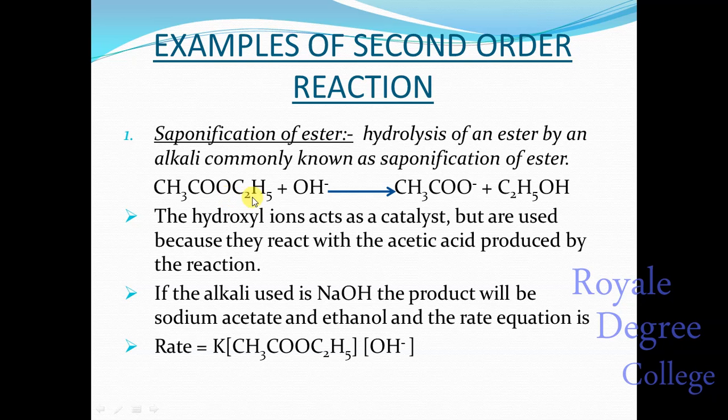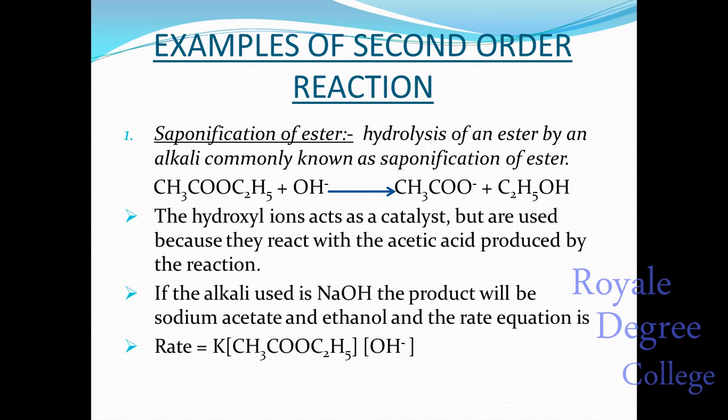In that, a hydrolysis reaction will take place in the presence of alkali. OH minus is the alkali. So what will happen here? The C2H5 comes out, reacting with OH minus, giving ethyl alcohol, and acetate ion CH3COO minus will remain. The hydroxide ion is used up because it reacts with the acetic acid produced by the reaction. If the alkali used is sodium hydroxide, the product will be sodium acetate and ethanol.